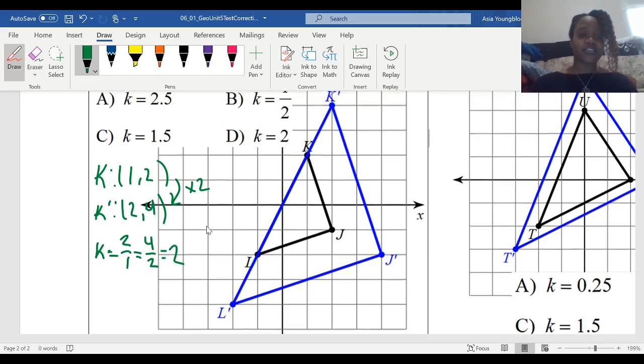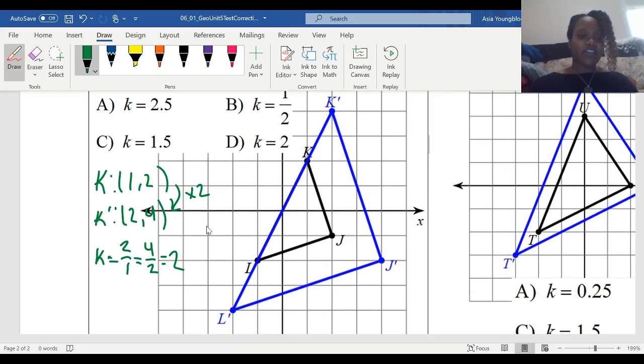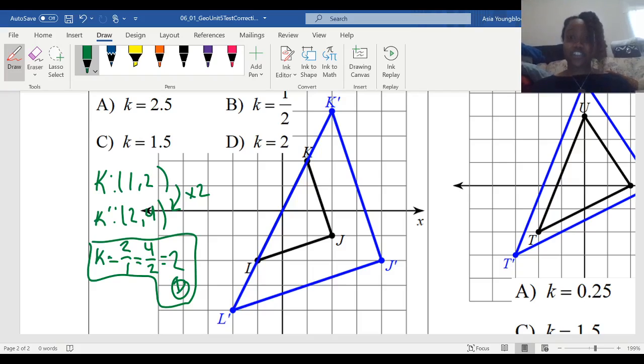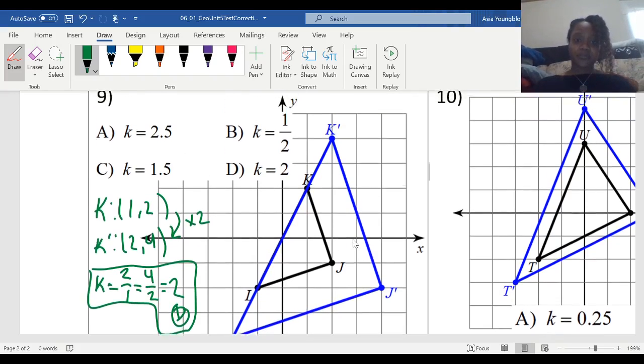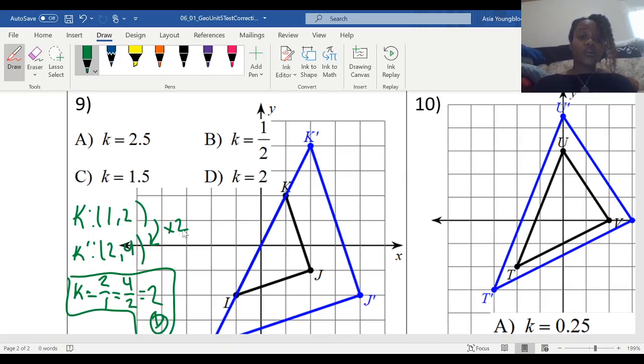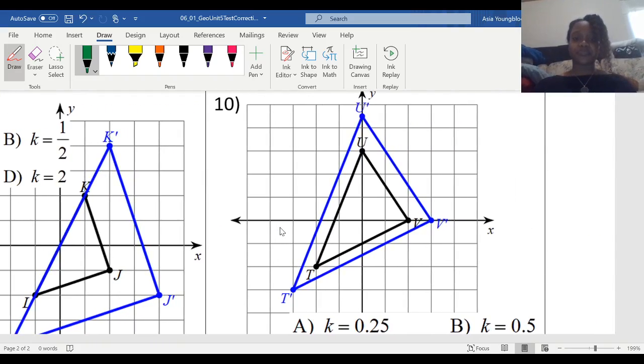So we can see our scale factor is 2, which means our final answer for this problem number 9 is going to be D. I know I explained that in a lot of detail, but I just want to really make sure we understand what scale factors are. So again, the only work you need to show is what we did here, something like this, and also make sure you're doing your reflection for this problem.